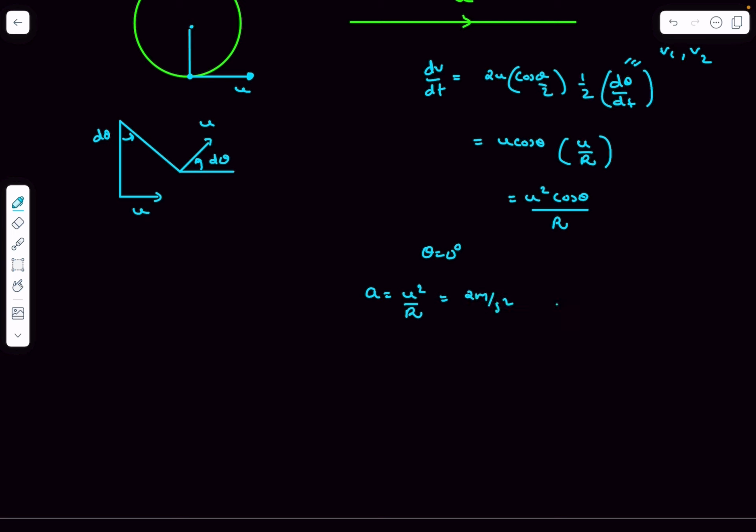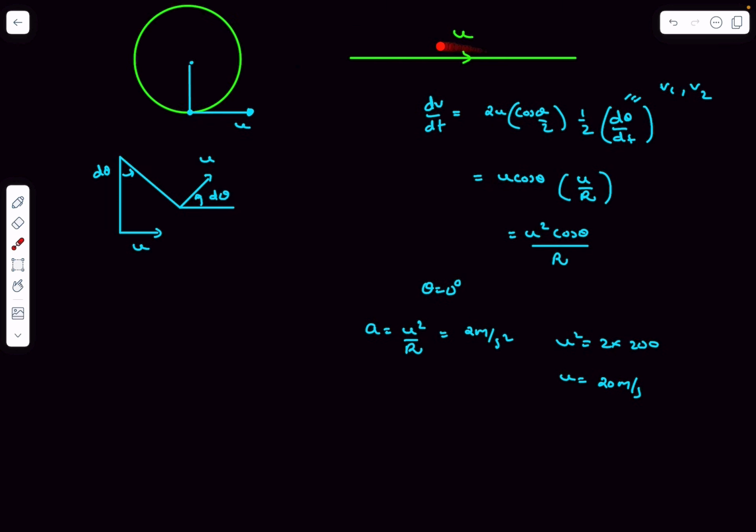So from here, we can see that u square turns out to be 2 multiplied by R, which is 200. So u turns out to be 20 meters per second, which basically means both the cars are moving with a speed of 20 meters per second. So that would be the answer to this question. Now let's move to the next one.